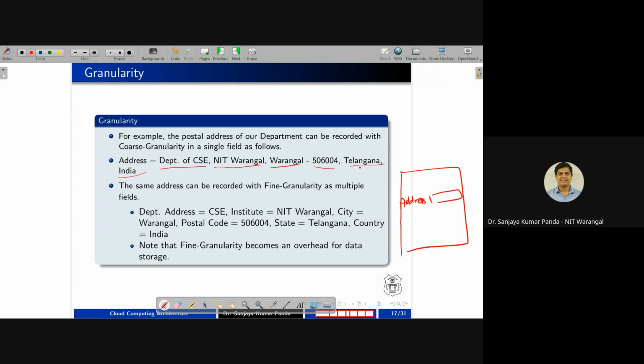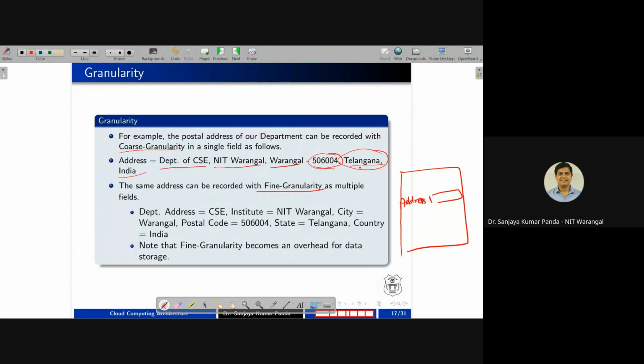But processing these larger subcomponents is sometimes challenging. For example, I will ask you how many applicants have pin code 506004. It is difficult to analyze. How many people belong to the state of Telangana? It is difficult to identify if we consider a larger subcomponent. But larger subcomponents take less space. Obviously, if I am storing everything in a single text box, it takes less storage, right? So this is about coarse granularity. When you go for fine granularity, we go for smaller components.